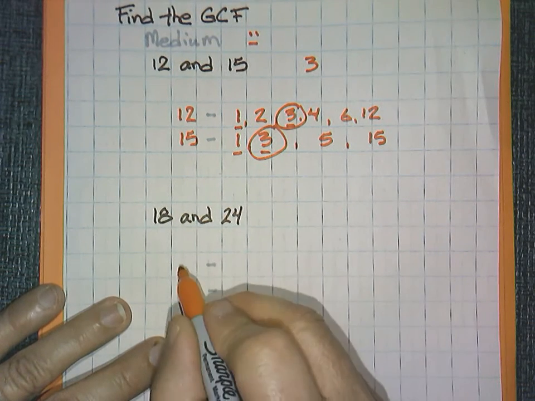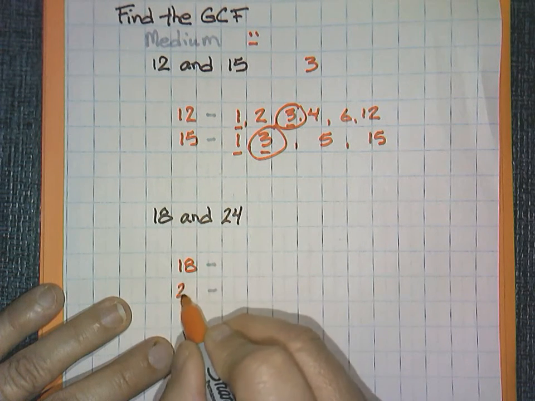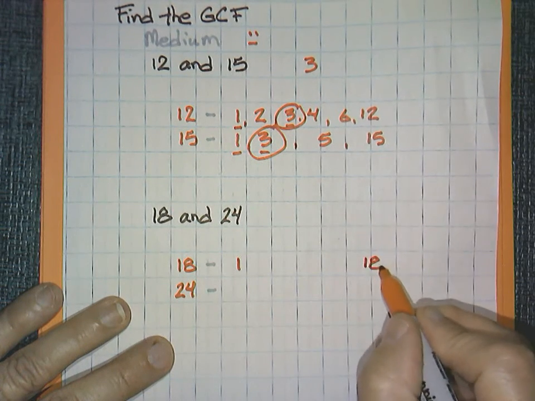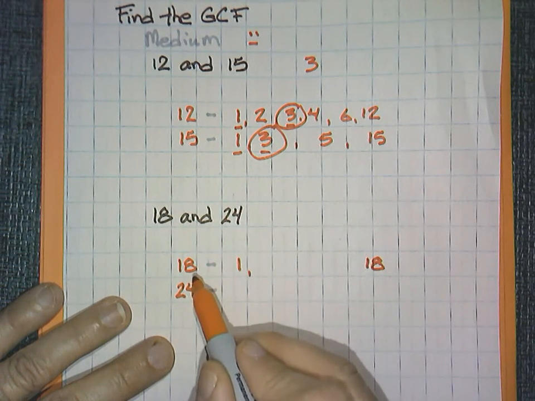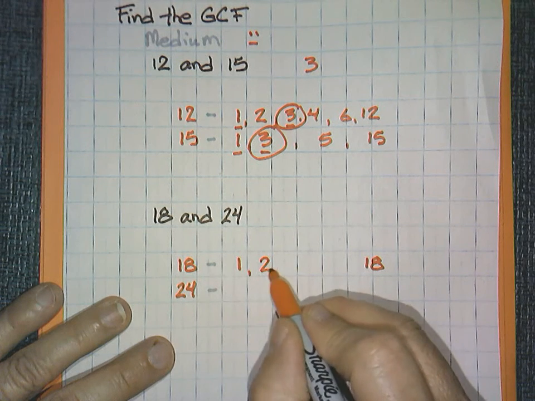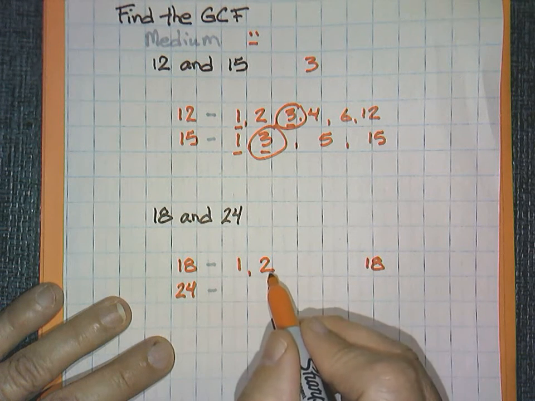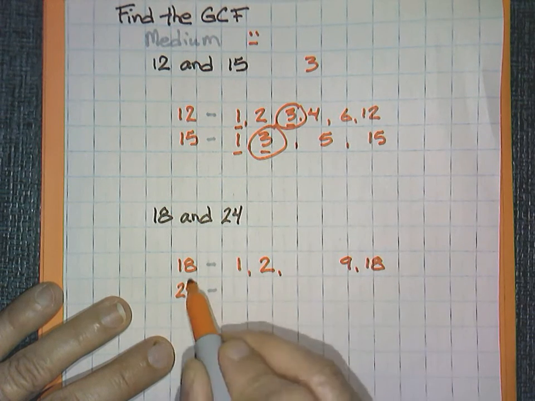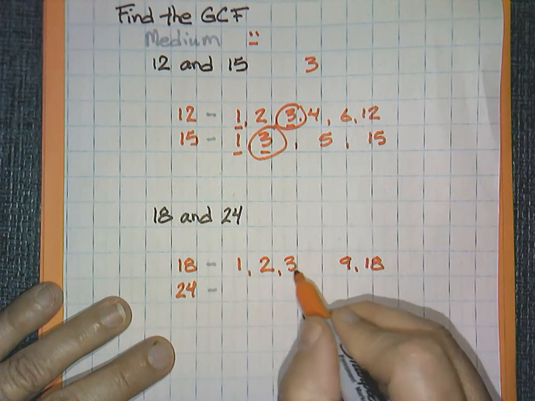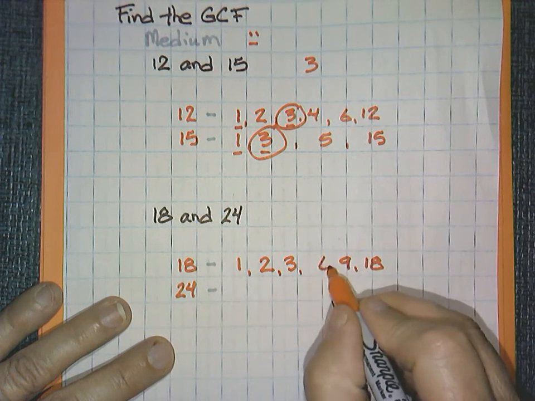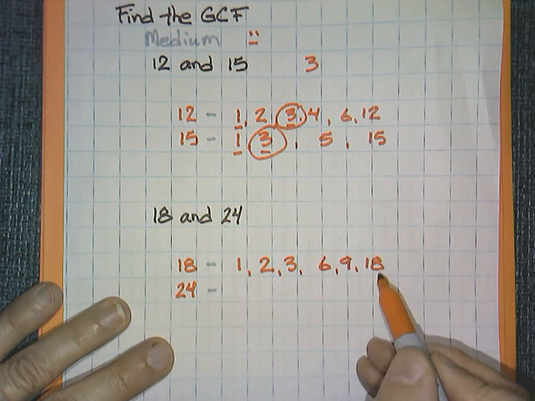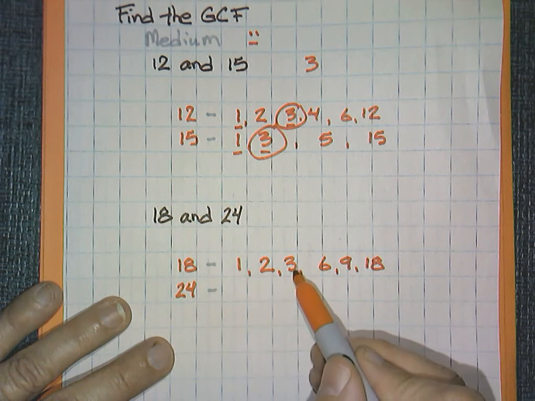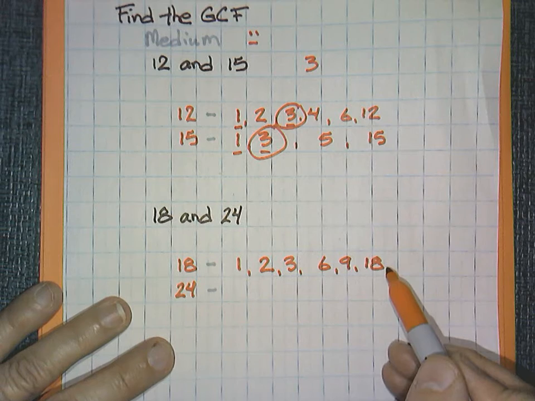18 and 24. For 18, it would be 1 times 18. 18 is an even number, so there would definitely be a factor of 2, and that would be 2 times 9. And 3 times 6 is also equal to 18. So our factors for 18 are 1, 2, 3, 6, 9, and 18.